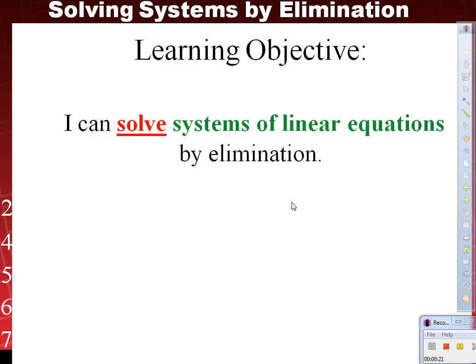So, our objective for today: I can solve systems of linear equations by elimination. Read that for us, Nate. What's our concept for today, everyone?